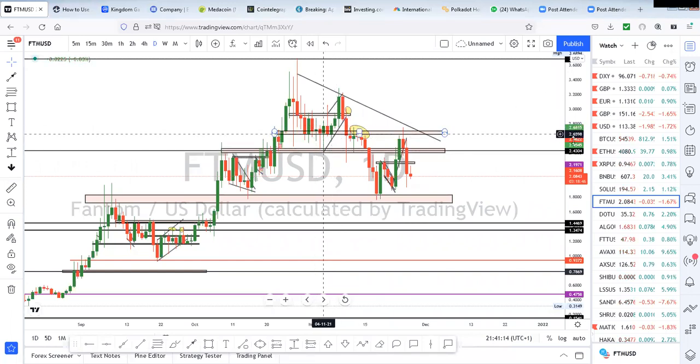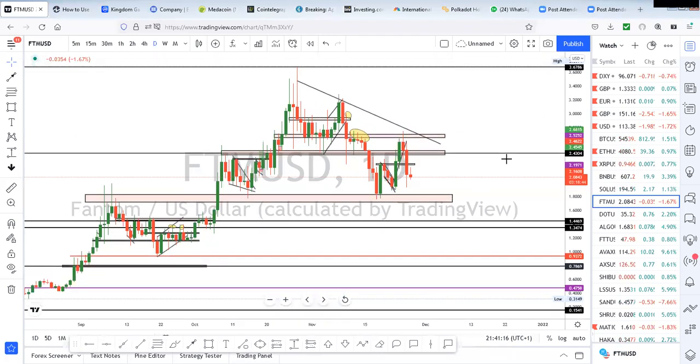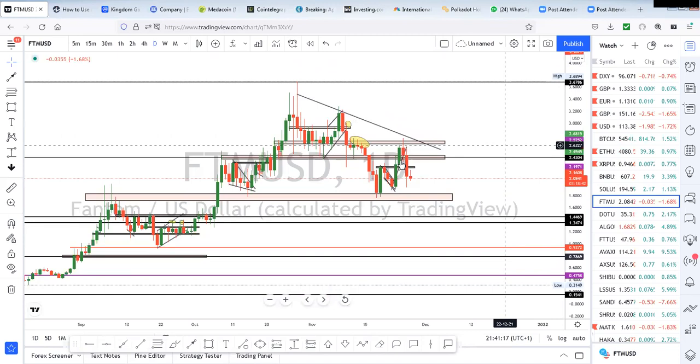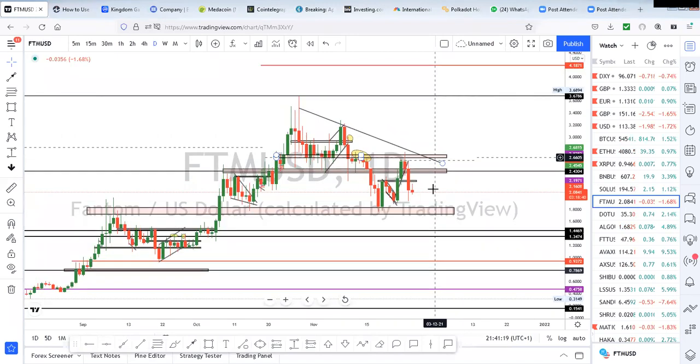FTM will go to what? $4 and above. But they failed. Buyers failed to what? To pass this particular area. You understand? Before now, sellers came in again.